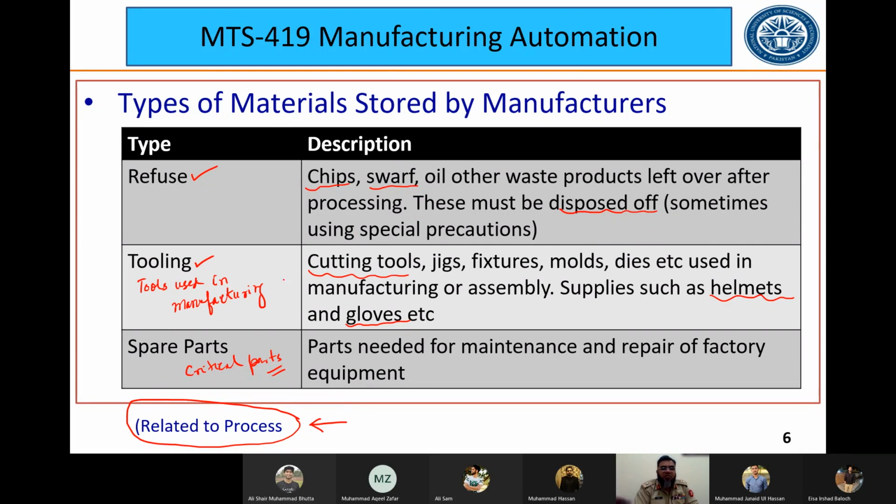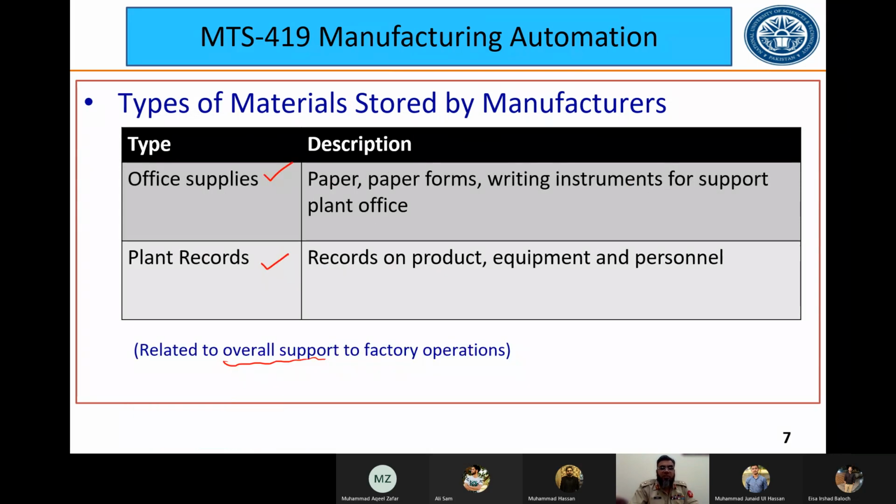Secondly, the tooling. These are the tools which are used in the manufacturing processes. These can be cutting tools, jigs, fixtures, maybe some safety equipment like helmets and gloves. And then the spare parts, which are the critical parts. These parts are required to maintain and repair the factory equipment. So you need to have spare parts for your machines also, so that if any malfunction or failure occurs in a machine, the spare parts can be used to repair it. So these are the materials which are related to the processes.